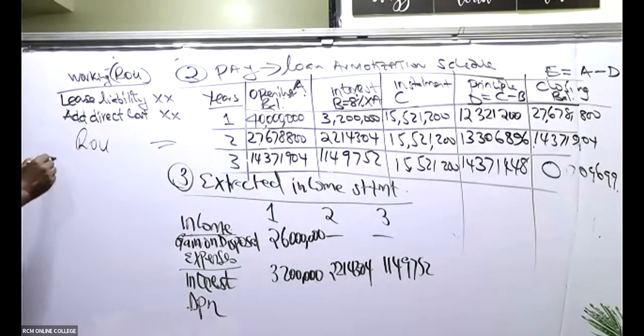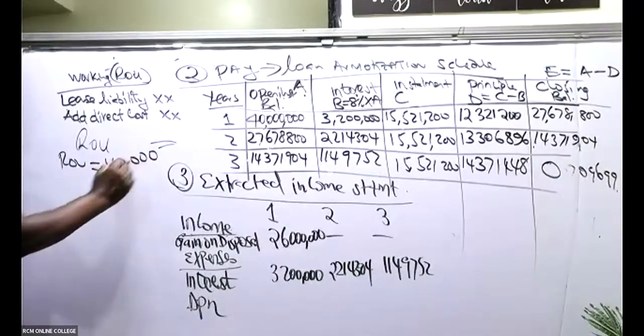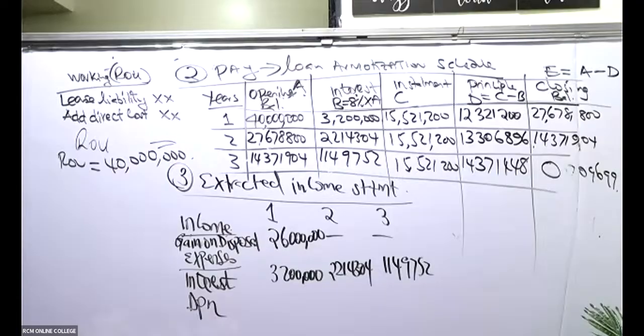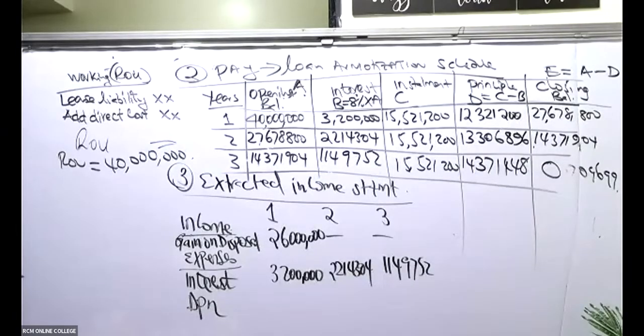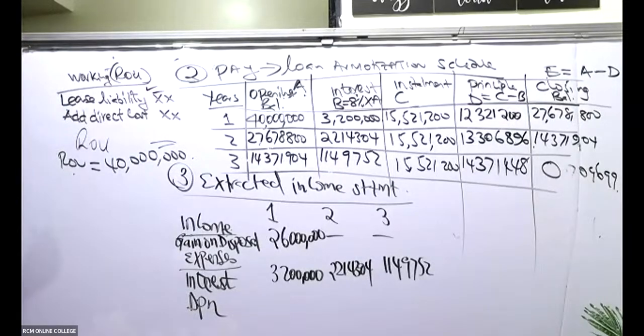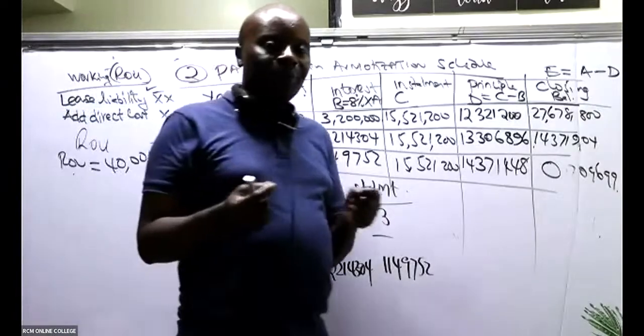So basically, in our case, our ROU will be exactly equal to what here? Somebody? To 40 million, because there are no additional costs. So our ROU will basically be equal to the lease liability. So remember, this right of use is what will be your asset value.